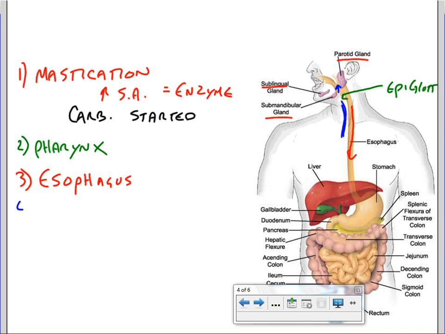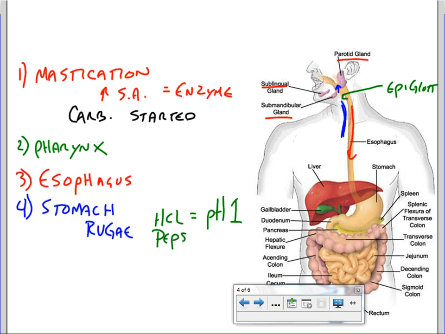Next, we get to the stomach. And the stomach has folding. We're going to see folding throughout the digestive system, but the stomach's foldings are called rugae. And rugae increase the surface area to release digestive juice, specifically hydrochloric acid. Hydrochloric acid, we're around the range of pH of 1. It also releases an enzyme that's called pepsinogen. And pepsinogen turns into pepsin, which will start breaking down proteins. All right, so proteins start.